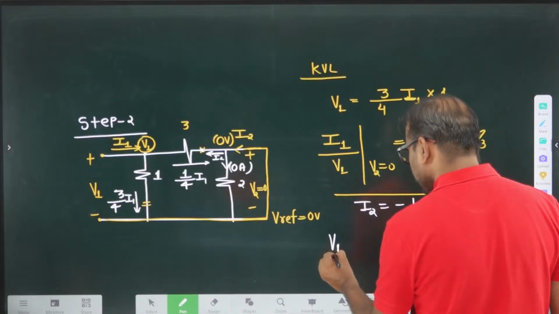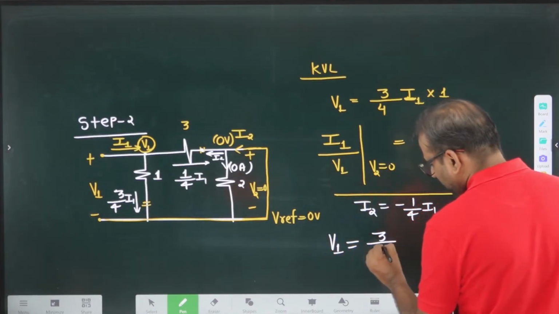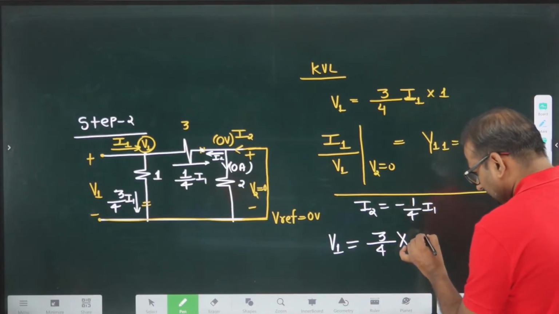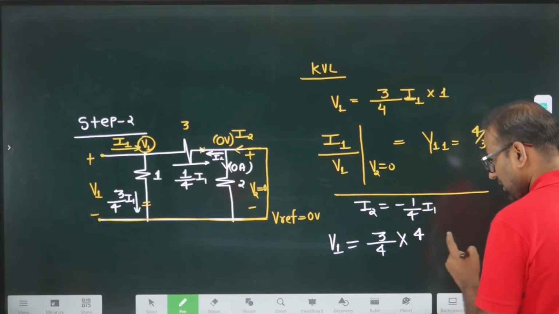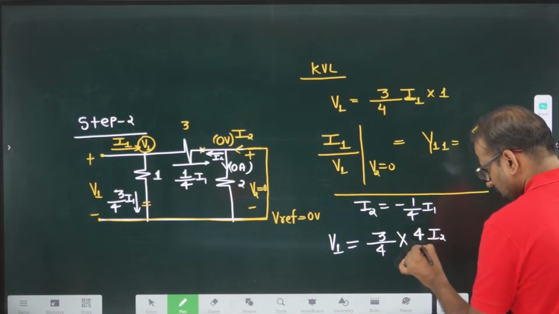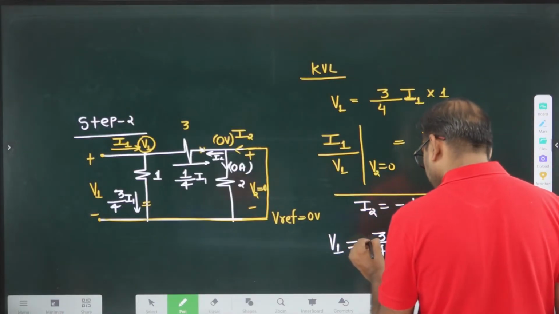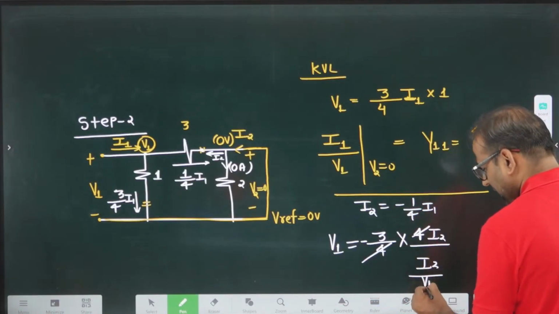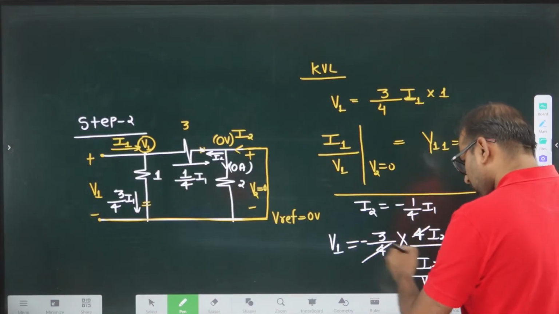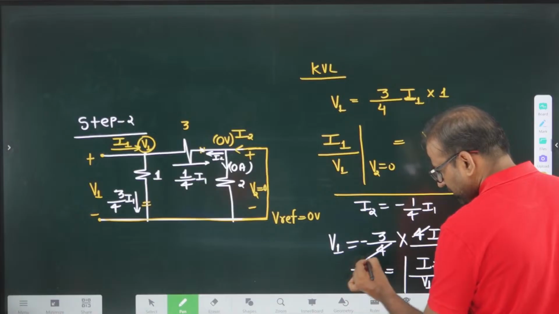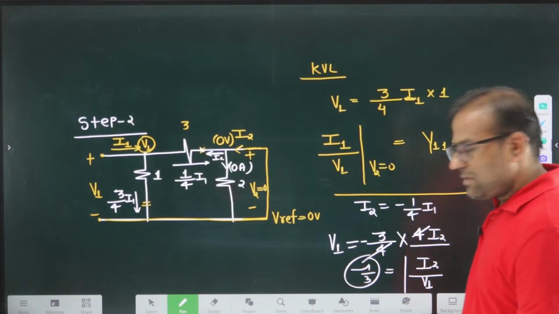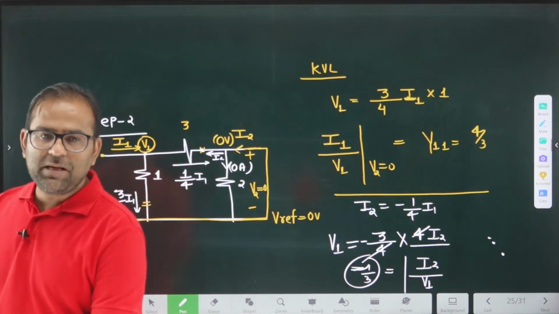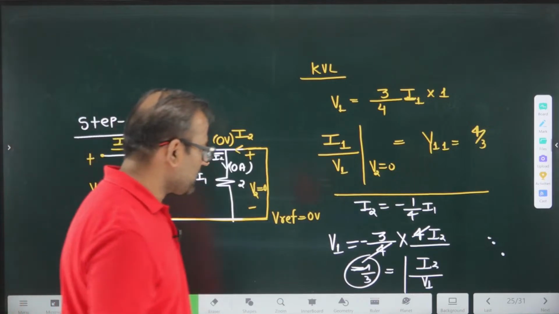If this is the value, we can replace it in the first equation. You can say V1 is equivalent to 3 by 4 into I1. And what is I1? I1 is 4 times of I2, and one minus sign is also there. So I am connecting minus here. If you are interested in the I2 by V1 ratio, what is it? The I2 by V1 ratio is minus 1/3. Correct? So by making V2 equal to 0, we can calculate two parameters.